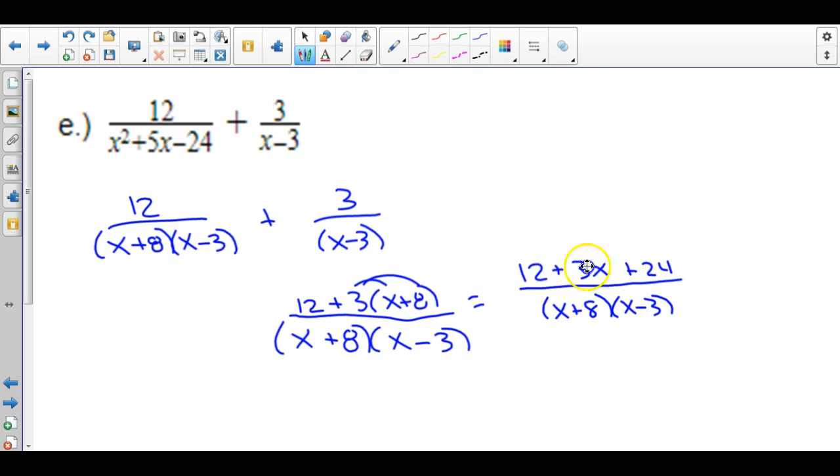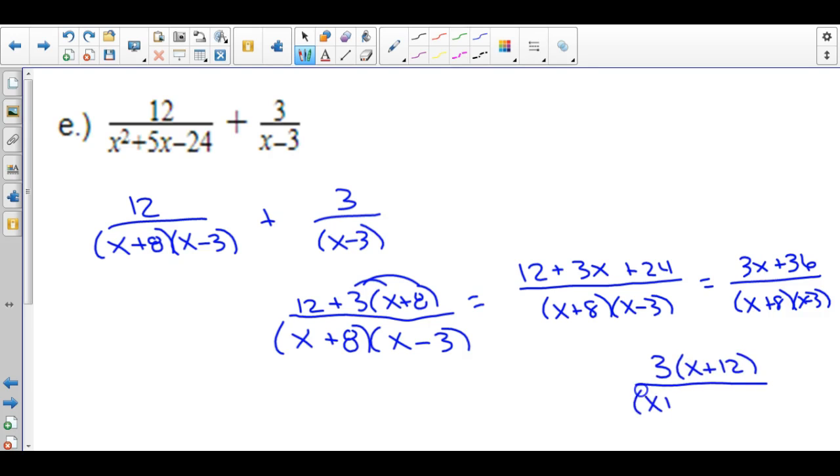The next step is simplifying, combining like terms here. I've got a 3x on top plus a 36. And I'm left with x plus 8 times x minus 3. And then the last step is to factor my numerator. Again, I'm going to factor out a 3 from the numerator. And if I divide each of those terms by 3, I'm left with x plus 12. And on my denominator, I have x plus 8 times x minus 3. Again, no common factors, so I can't cancel anything out. The 3's don't cancel because this whole factor has x minus 3.